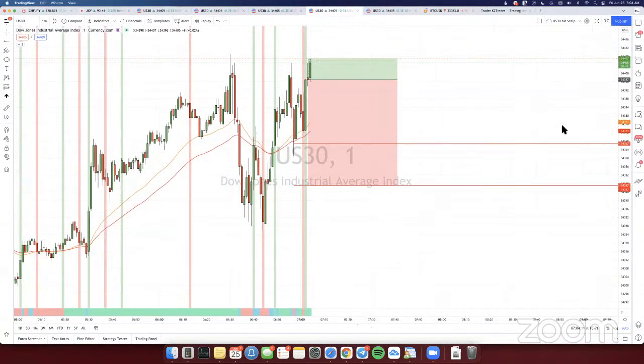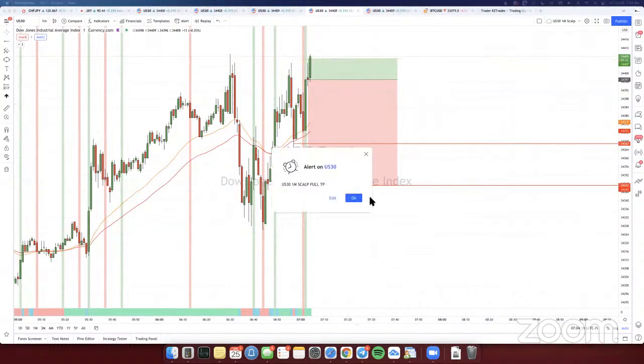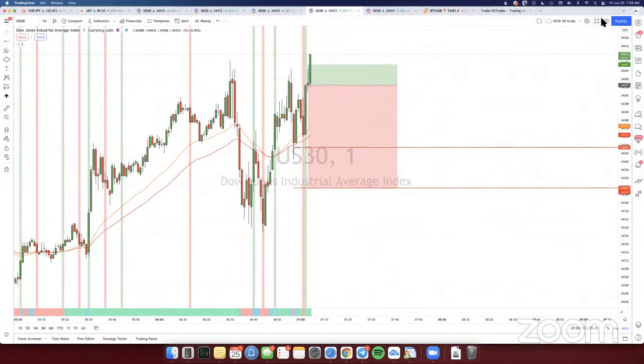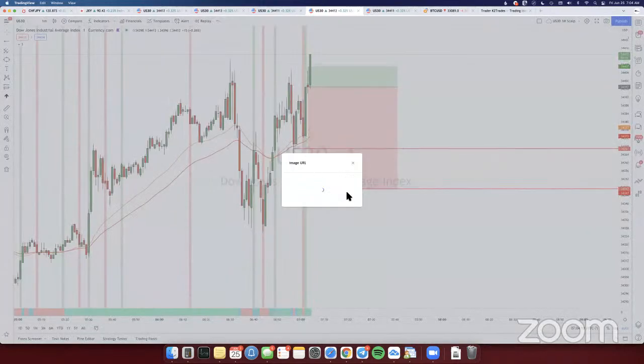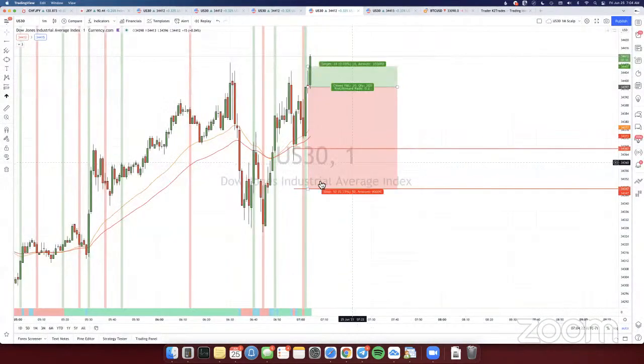So there we go, full TP off the 1-minute again right there. I'm in profit of about 500 bucks. There you go, full TP off that for whoever caught it. I'm still holding it right now, so I'll give you guys another update.